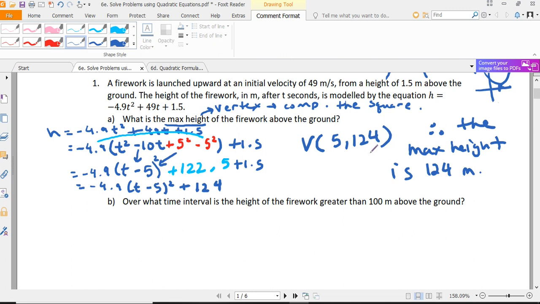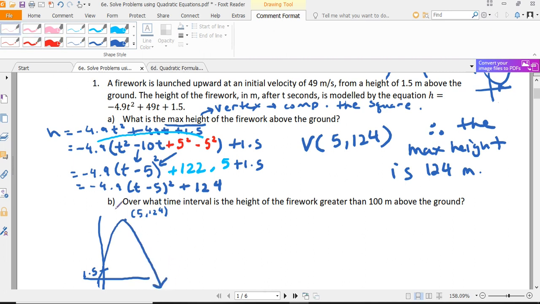So it's asking how long does it spend being higher than 100 meters in the sky. Let's draw a quick picture. I know that the y-intercept is positive 1.5, and I know the vertex is at (5, 124). Now again, I see the a value is negative, so I know it's facing downwards, which means it's going to go through the y-intercept, hit the vertex, and come back down.